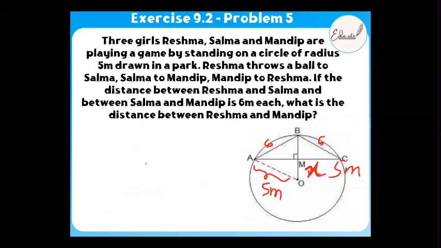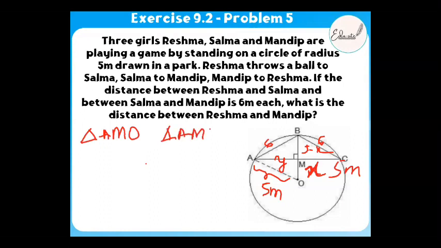What does Pythagoras theorem state, beta? The hypotenuse square is equal to adjacent side square plus opposite side square. So if you apply Pythagoras theorem in triangle AMO and triangle AMB, let's apply Pythagoras theorem to AMO.